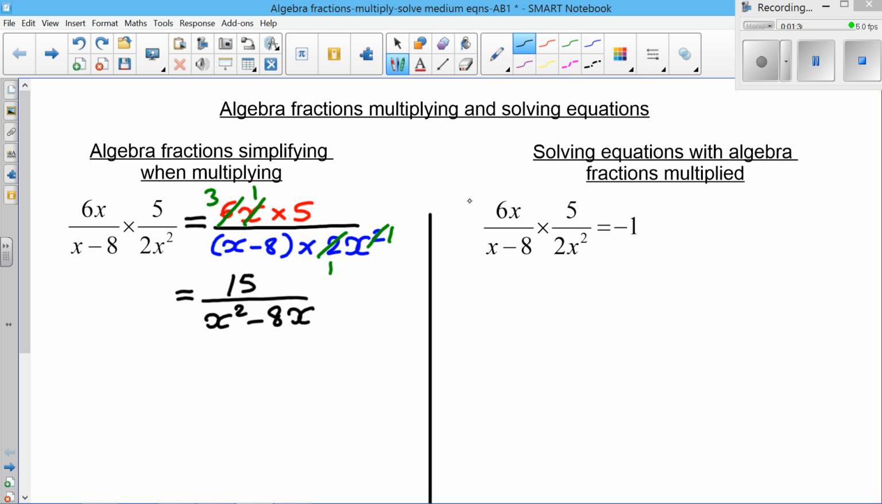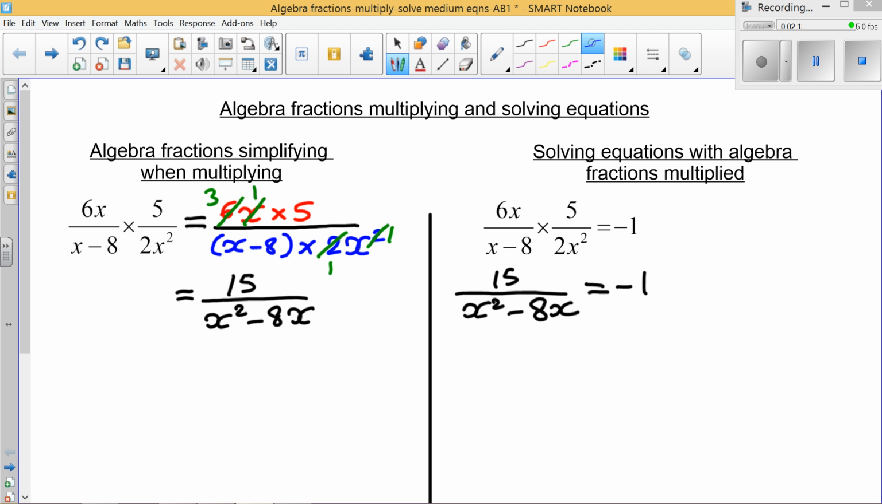On the right hand side I have an equation. The left hand side of that equation, I observe that I have two fractions multiplied together that are exactly the same as those two fractions that I have just processed. So if I process them in the same way, I would get exactly the same answer. So I can replace those two fractions with 15 over x squared minus 8x, and that's what I will do. So I end up with 15 over x squared minus 8x, and that must equal to the minus 1.